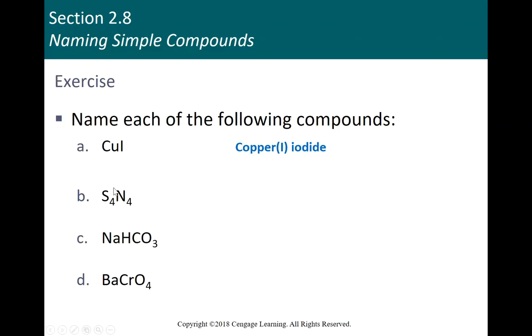Look at the next compound, sulfur and nitrogen. Both of these are nonmetals, and so you will use prefixes to name these. So the prefix for 4 is tetra, so this one is tetrasulfur tetranitride. Notice the sulfur name stayed the same, the nitrogen ending changed to IDE.